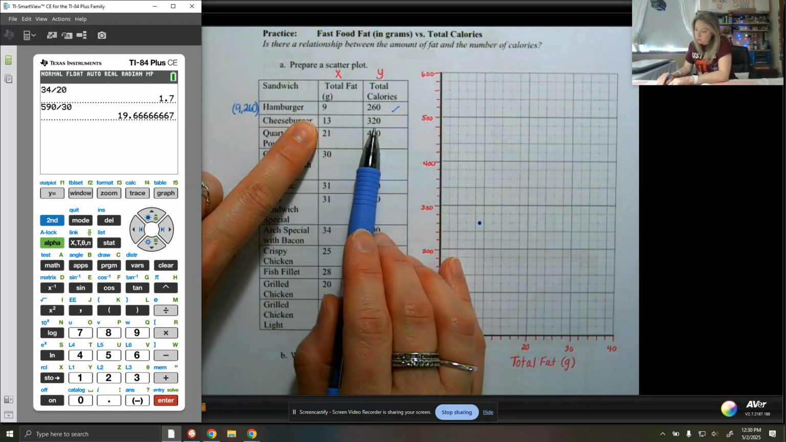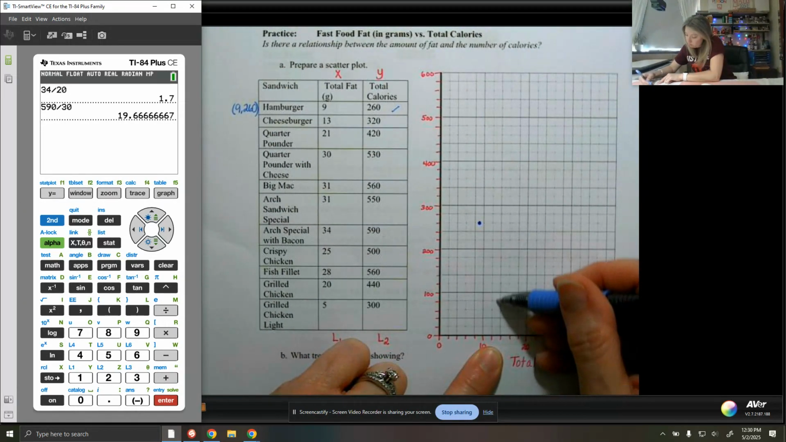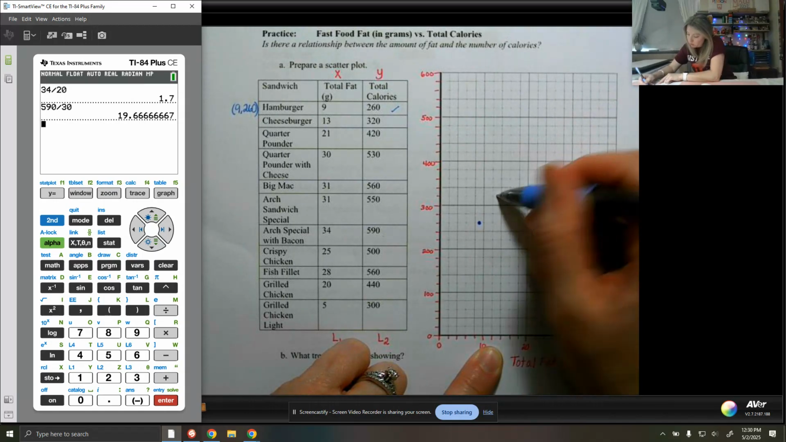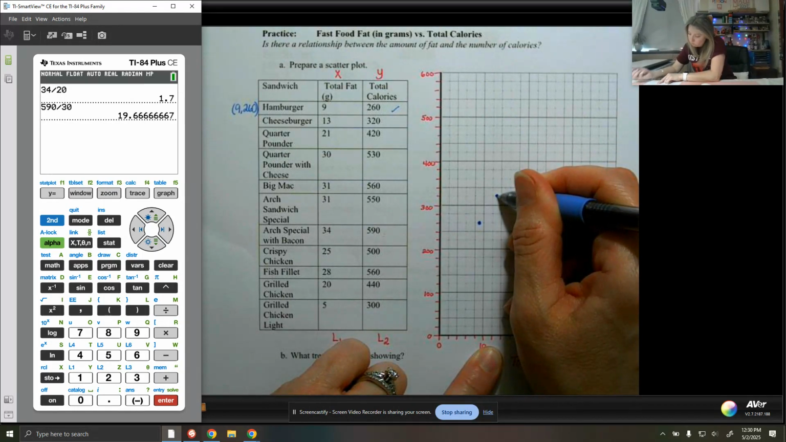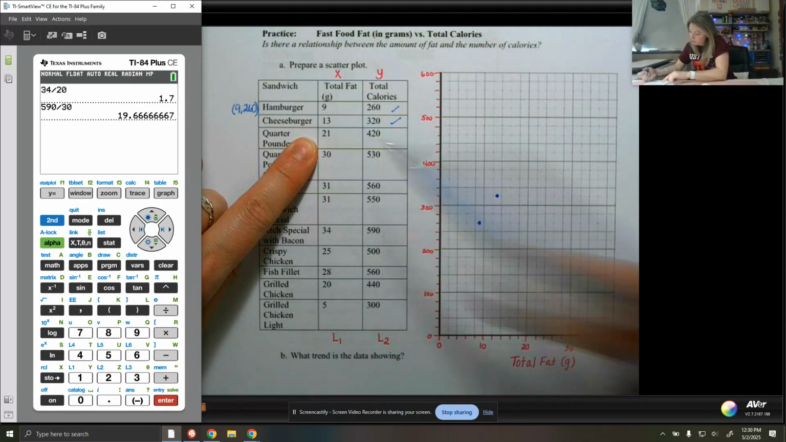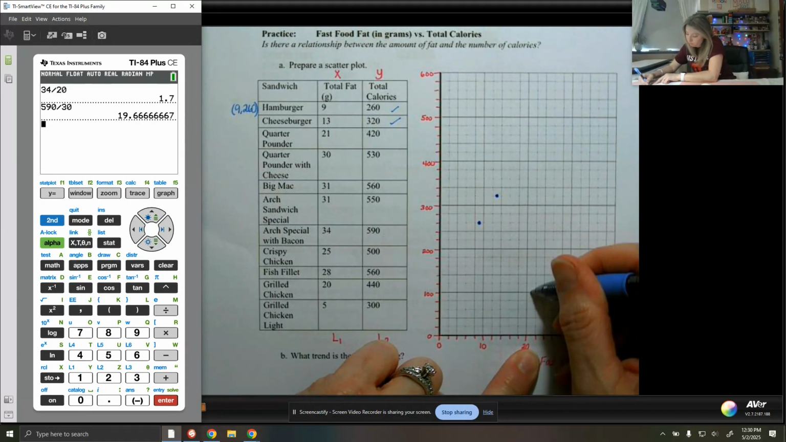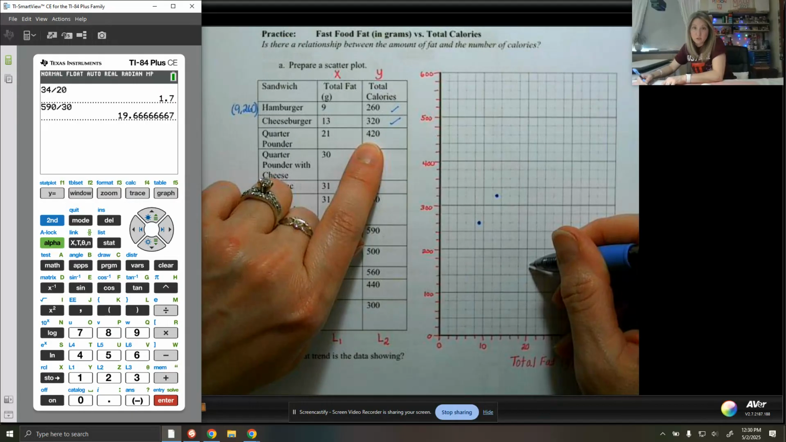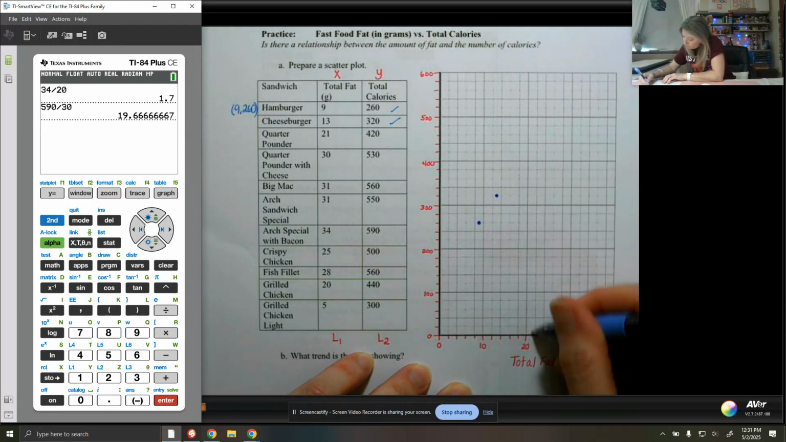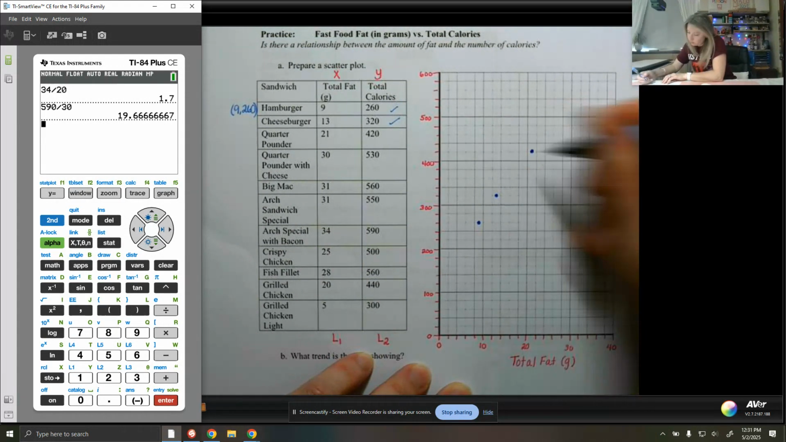Now we're at 13, 320. So 13 is going to be halfway between 12 and 14. And we're going to head all the way up to 320. So there's 13, there's 320. Next, 21, 420. So halfway between 20 and 22, 21. Sorry, did I say 240 and 420? 21. 420 is right here. Oh, we're looking linear so far.